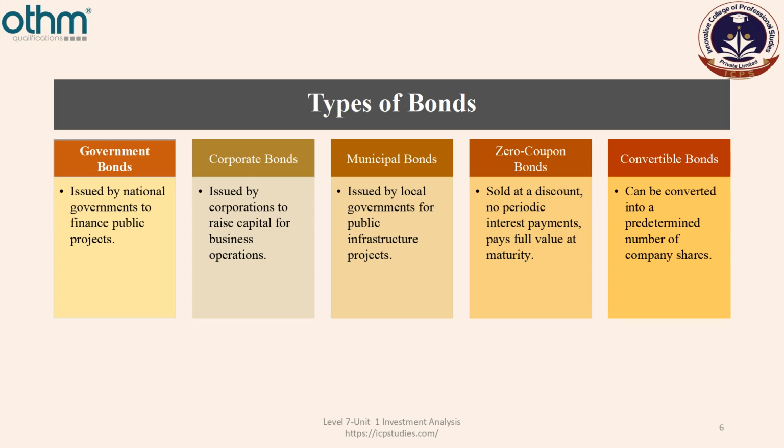Now we have different types of bonds. First, we have government bonds. They are issued by the national government to finance public projects. Then we have corporate bonds. They are issued by corporations to raise capital for business operations. Then we have municipal bonds, which are issued by local governments for public infrastructure and projects. Then we have zero coupon bonds, and they are sold at a discount with no periodic interest payment, and pay full value at maturity. Then we have convertible bonds. They can be converted into a predetermined number of company shares.